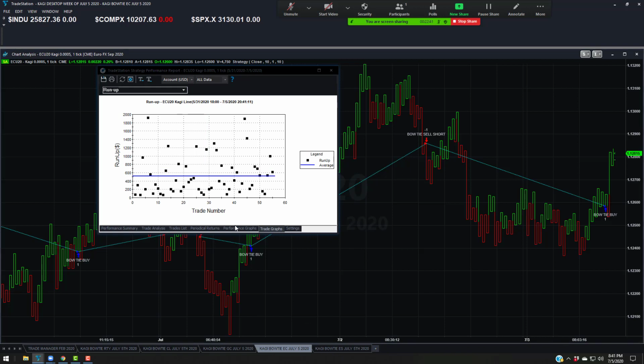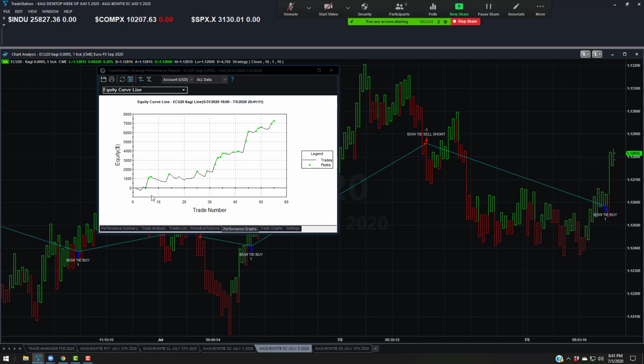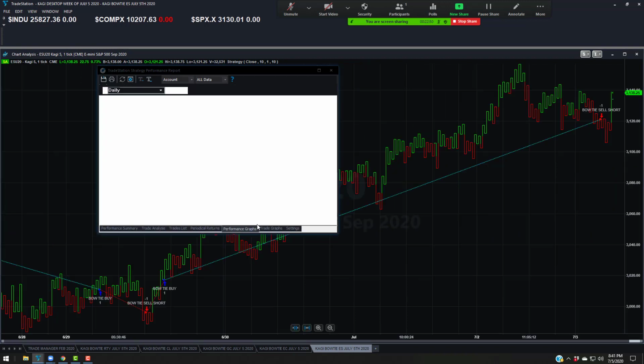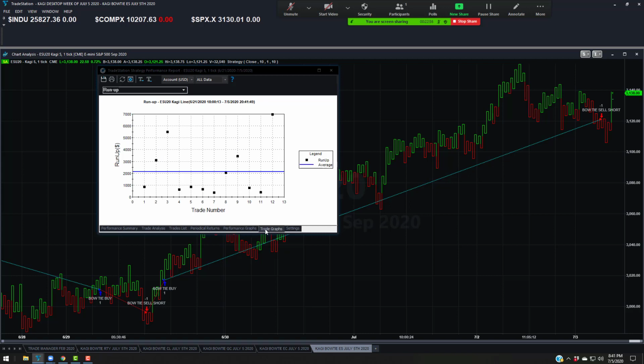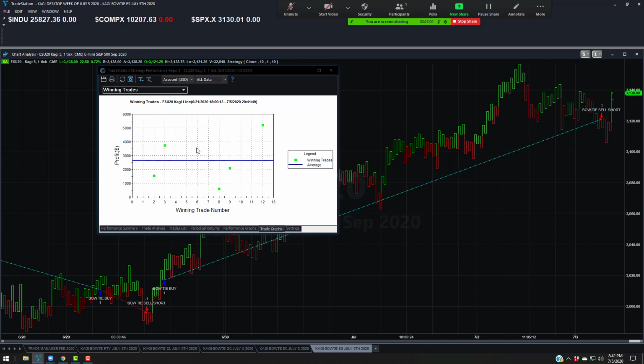By the way, did I show you the equity curve here? There's the equity curve over 5 weeks. Beautiful. Let's look at the equity curve here on the ES over 5 weeks. Beautiful equity curve. Trade graphs. We want to know the average winning trade. Holy smokes, look at that.